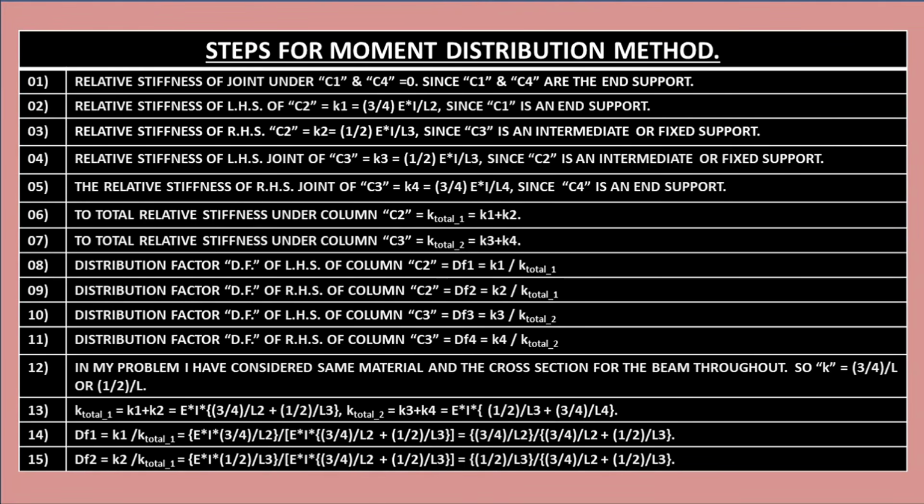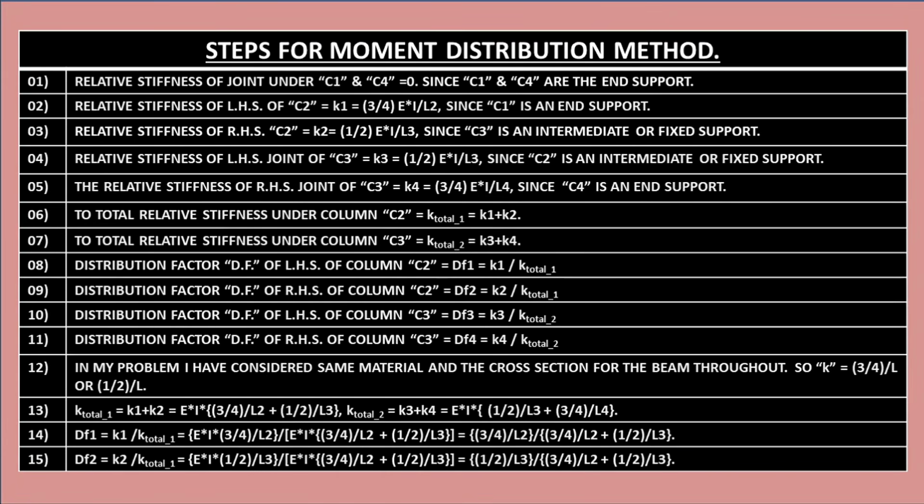In my problem, I have considered the same material and cross section of the beam throughout. So small k is equal to 3/4 L or half L. Now K total 1 = K1 + K2 = EI times 3/4 by L2 plus half divided by L3. K total 2 = K3 + K4 = EI into half by L3 plus 3/4 L by L4.